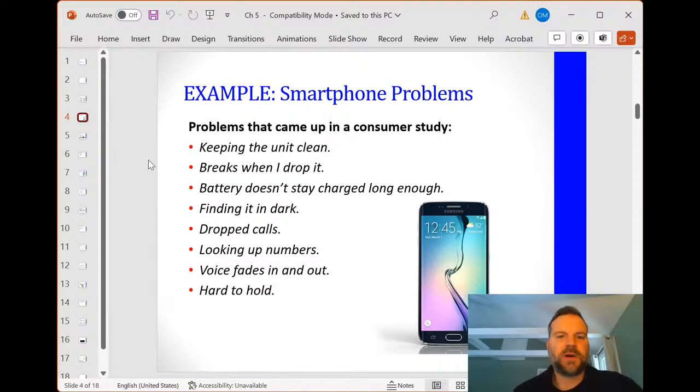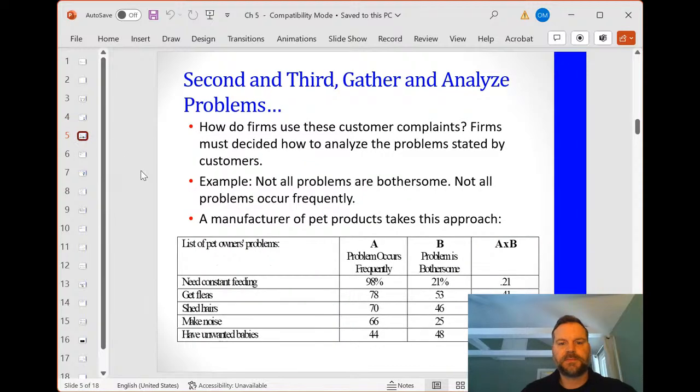So if we think of smartphones, what are some of the issues that have come up over the years? Well, they can be difficult to clean, they break, they're difficult to find, the battery doesn't stay charged long enough, et cetera. So this is a list, as opposed to saying, let's jump right into the next version of the phone. Let's instead say, what are the problems, and try to fix those.